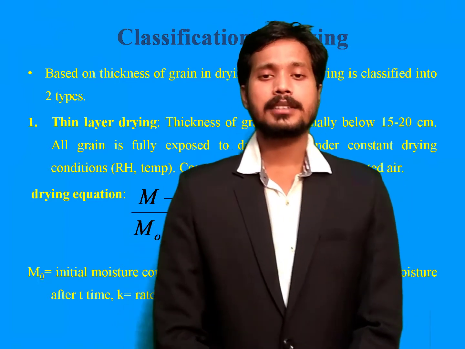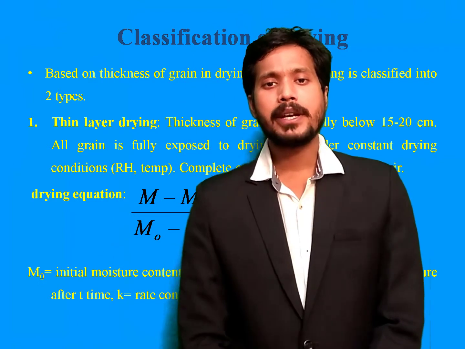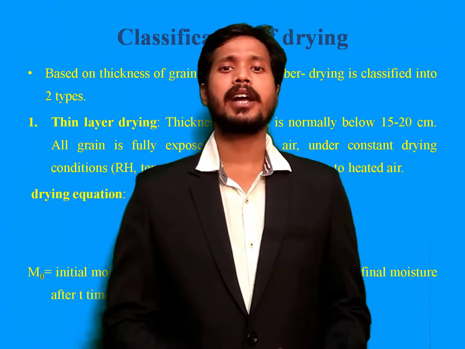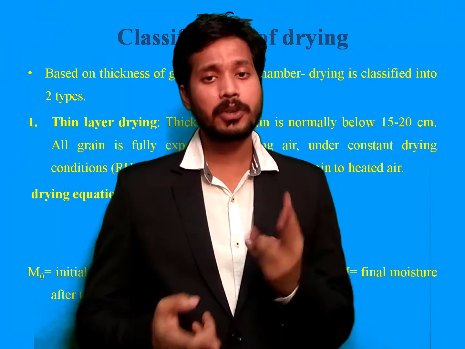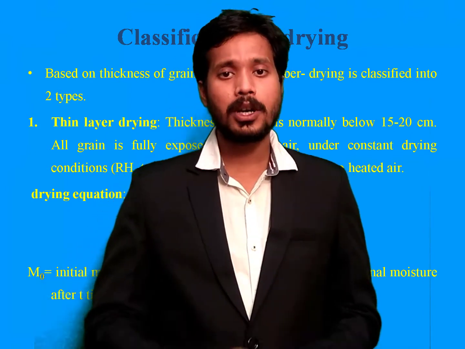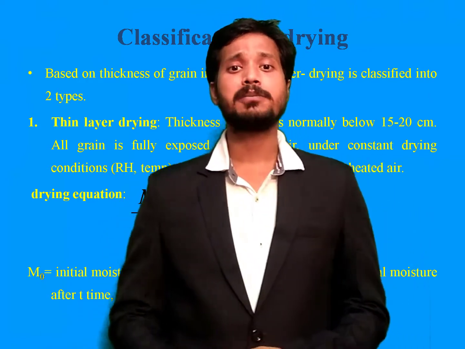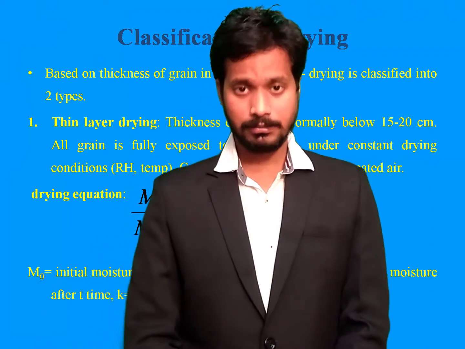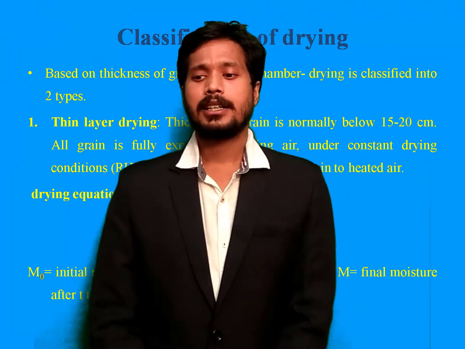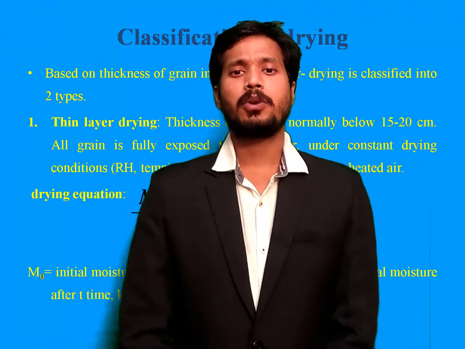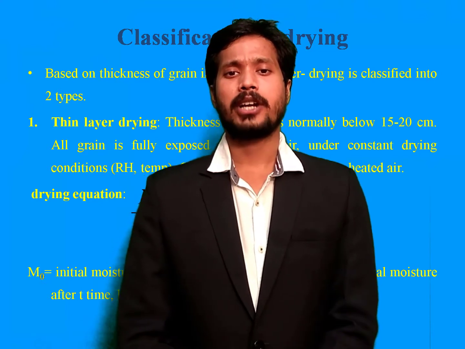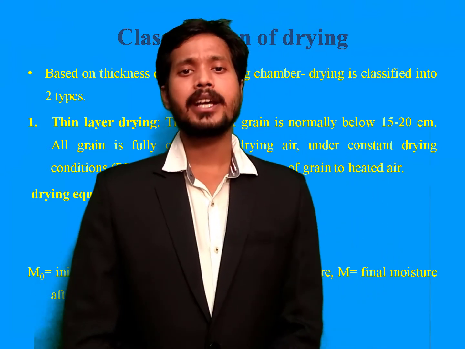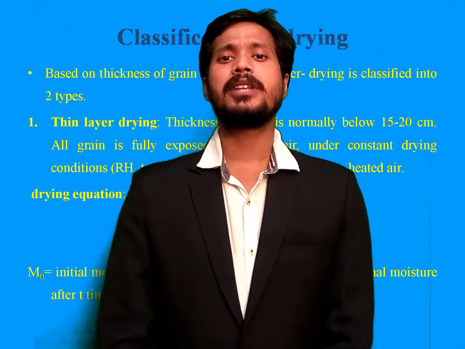here we have classification of drying. Based on grain flow and air flow, we have classified the drying process into three: co-current, counter current, and cross flow. Again, we can classify the drying process based on the thickness of the grain inside the drying chamber into two processes: thin layer drying and deep bed drying. These two we can classify based on the thickness of the grain present.